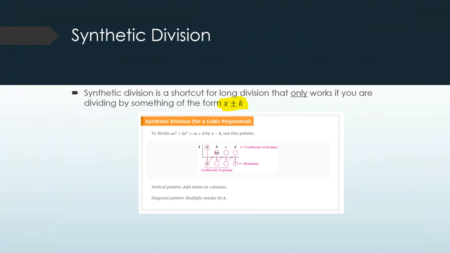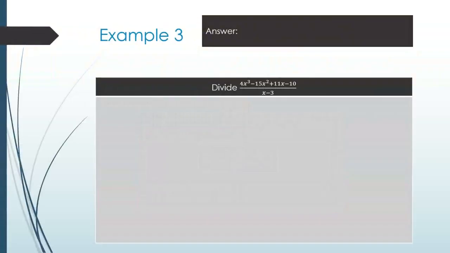So this is a picture from the book where they're trying to explain synthetic division. It has this pattern, and the vertical pattern is adding, the diagonal pattern you're multiplying by k. It's a little confusing. I think it's better to actually see it worked out. So we want to divide 4x cubed minus 15x squared plus 11x minus 10 by x minus 3.